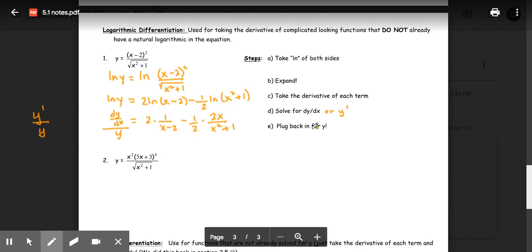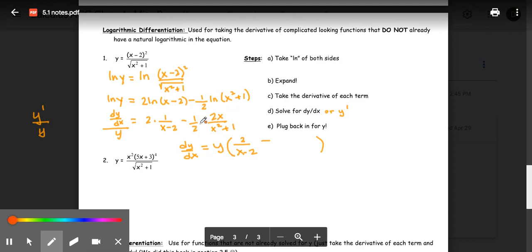All right, and what you're going to do next is you're solving for the derivative. Well, the derivative is either dy over dx or y prime. So to get it by itself, you're going to multiply through by y. You're going to get this to the other side. So you're multiplying everything on the right by y. Simplify it along the way. So it's 2 over x minus 2 minus, look at this. You can cancel this 2 and that 2. So you're just left with x in the numerator over x squared plus 1.